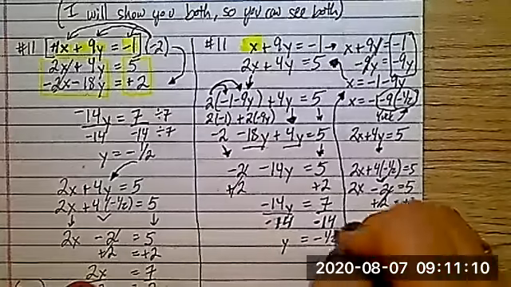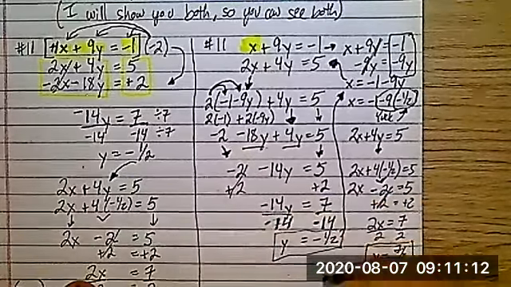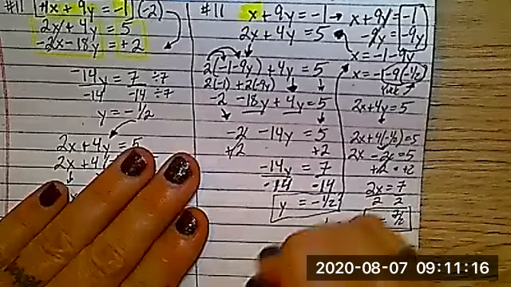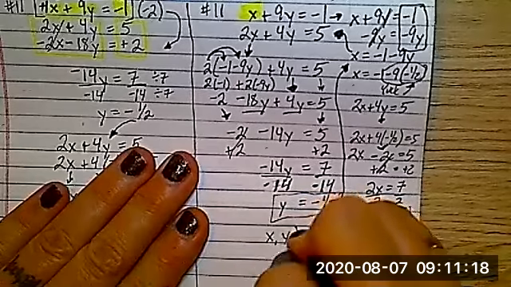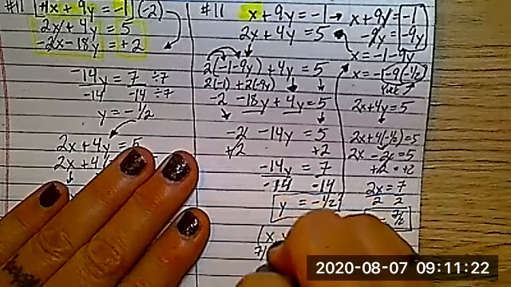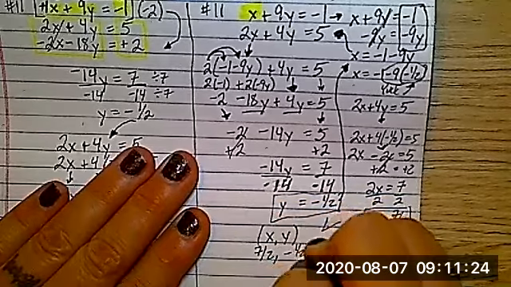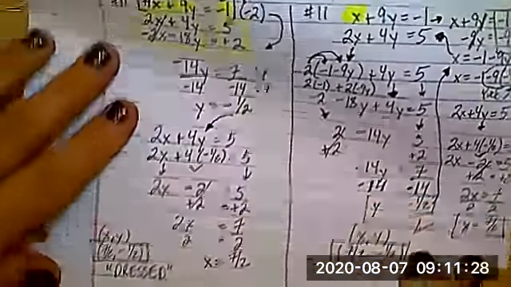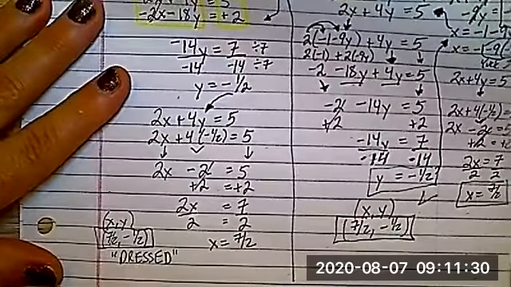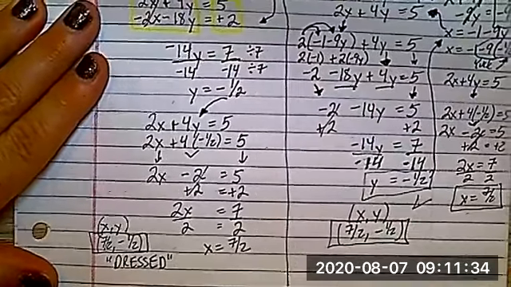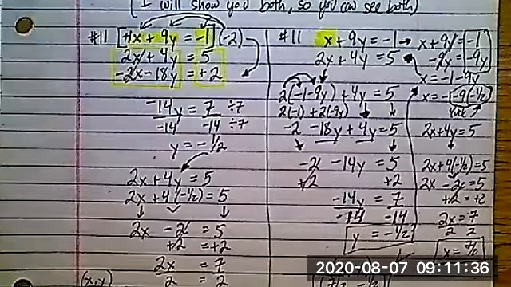And once again, don't forget, if this was your final answer, you need to put that into x, y coordinate form. So 7/2, -1/2. Make that all good. And that matches what we got over here. So that's number 11 done both ways. And you can choose when you start working on your own which way you want to do it.